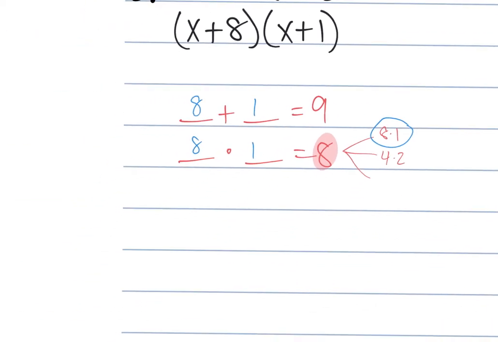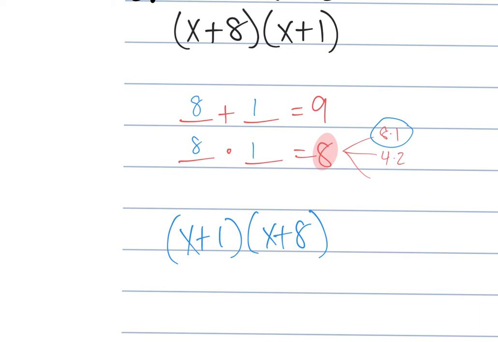So my final answer is not 8 and 1, though. What is it? X plus 1 and then X plus 8. Good. X plus 1 times X plus 8. Guys, it does not matter the order you write these binomials in, okay? You could have also written X plus 8 times X plus 1. Are we Gucci? All right, Brandon, what's up?